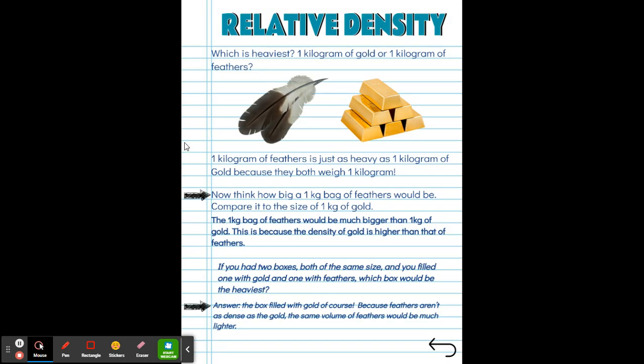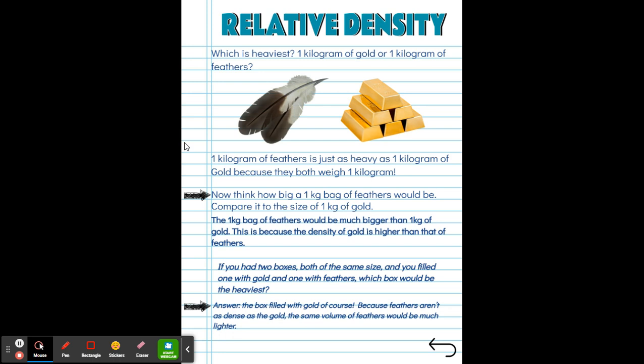Right. Relative density. Which is heaviest? 1 kilogram of gold or 1 kilogram of feathers? 1 kilogram of feathers is just as heavy as 1 kilogram of gold because they both weigh 1 kilogram. Now think about how big a 1 kilogram bag of feathers would be. Compare it to the size of 1 kilogram of gold. The 1 kilogram bag of feathers would be much bigger than the gold. This is because the density of the gold is higher than that of the feathers.